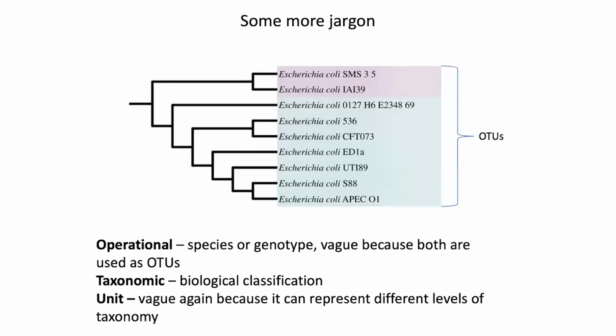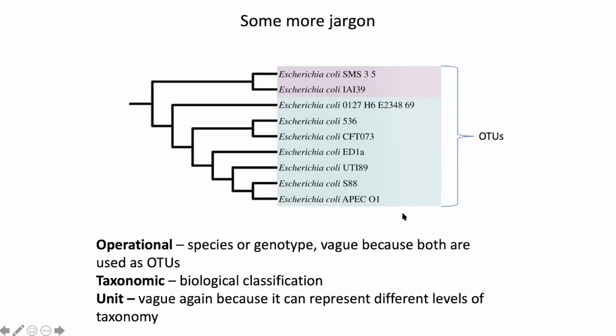Okay, so just some more jargon that maybe I should have given you up front. These are called OTUs, operational taxonomic units. People often will refer to phylogenies as establishing evolutionary relationships between species, but you can also establish evolutionary relationships between genotypes of a single species. And so that's why we use this more vague term, operational taxonomic unit. This just means that these are the different strains that we sequenced.